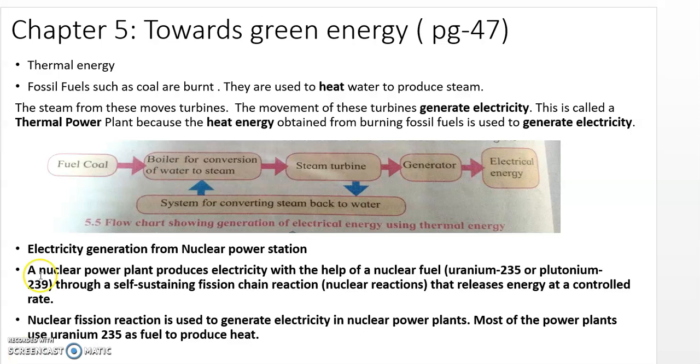Now you can see this flow chart. Coal is used, then the coal is burnt. Then the boiler is used to convert the water to the steam. Then the steam turbine rotates. Now this turbine is connected to the generator, and then the generator produces the electrical energy.